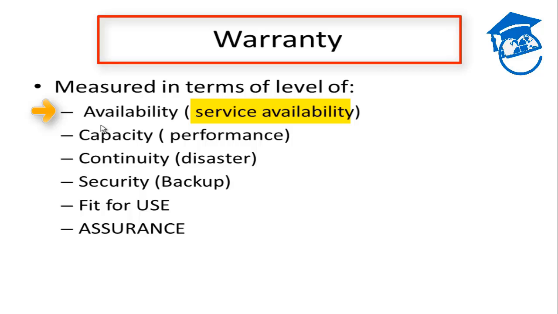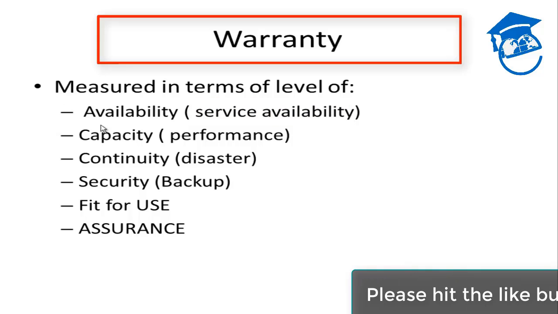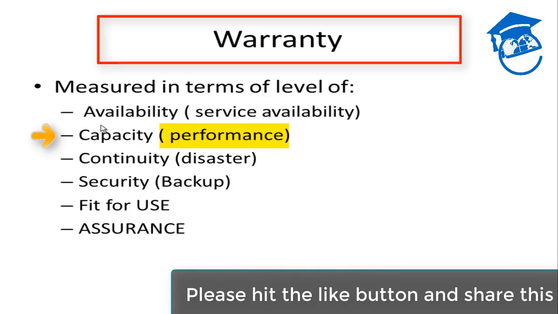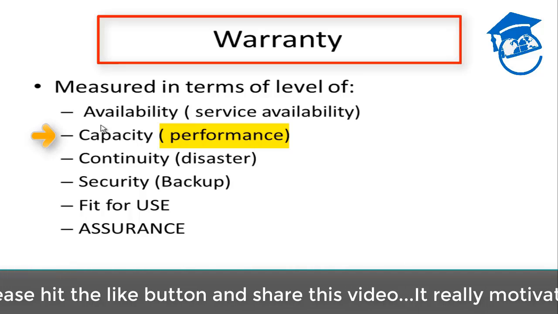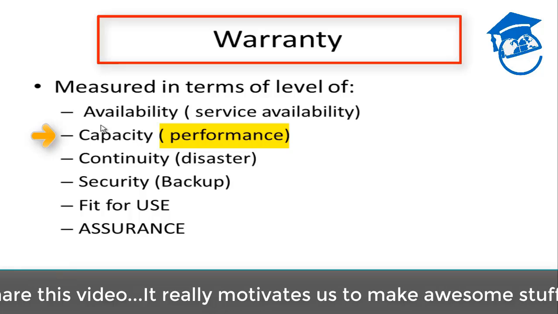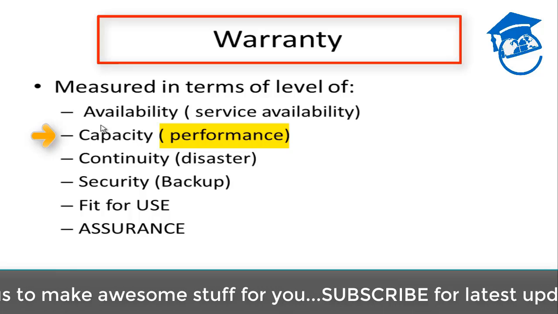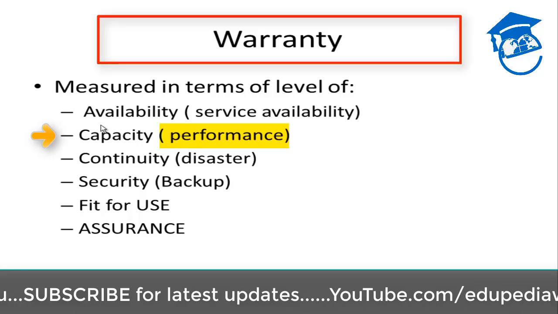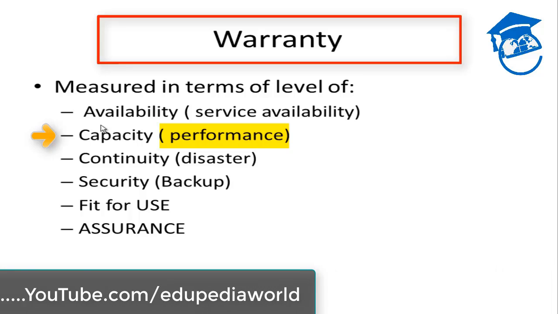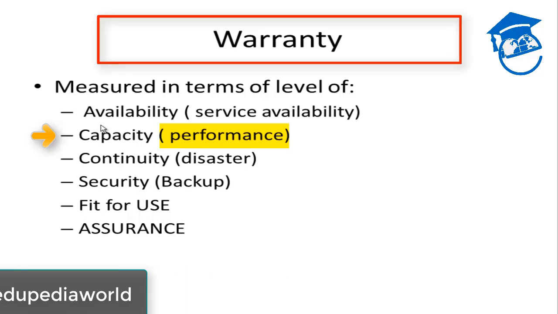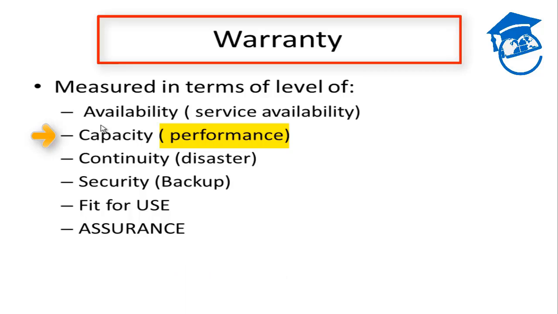Means if the provider is giving you warranty, they are assuring you some level of availability also, that how available your service would be. Then capacity, that is about the performance. Capacity means that how well it can perform or behave. If we take some example of the server, maybe some application is hosted on it. So if there are many users logging onto the server, then in that environment, how good that can perform. That would be a kind of example of the capacity.